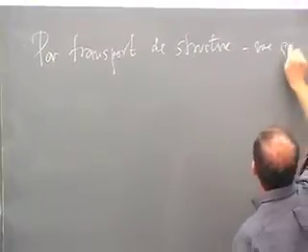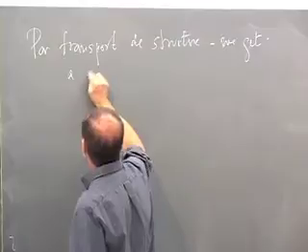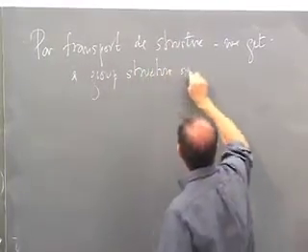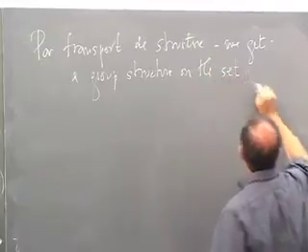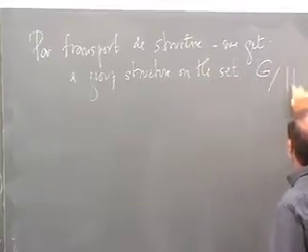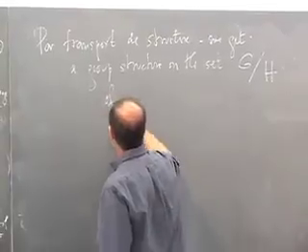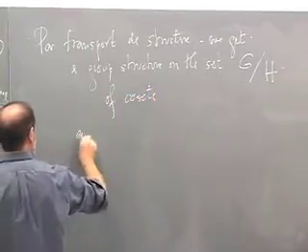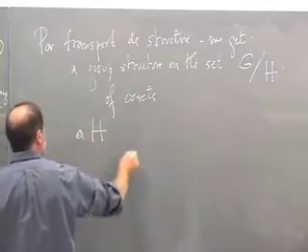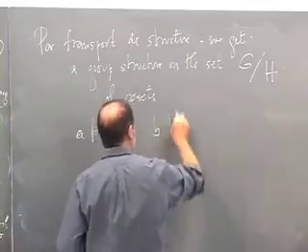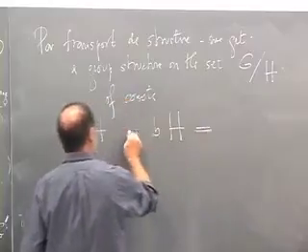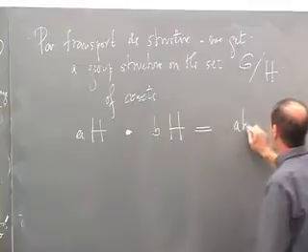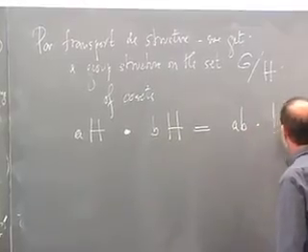We get a group structure on the set, and we'll call that set G mod H of cosets. And the group structure has the following form. When you multiply the coset AH by the coset BH, then I claim that the answer is just the coset of AB times H.